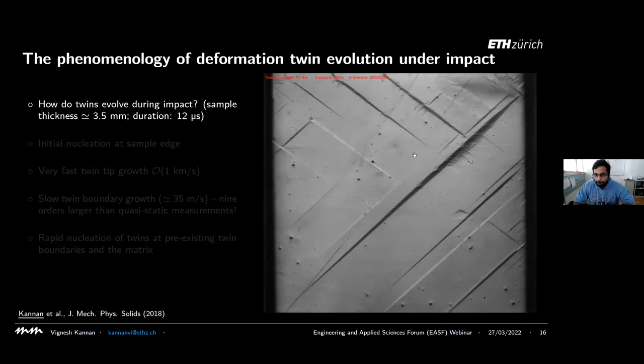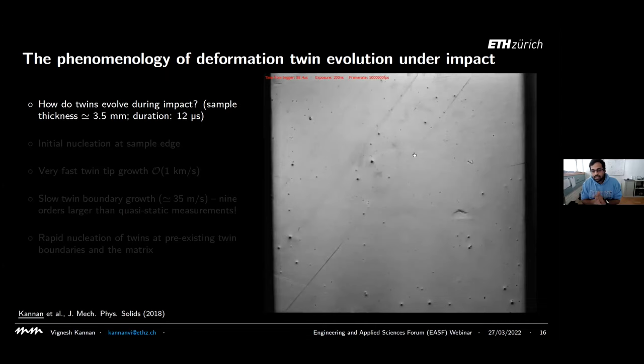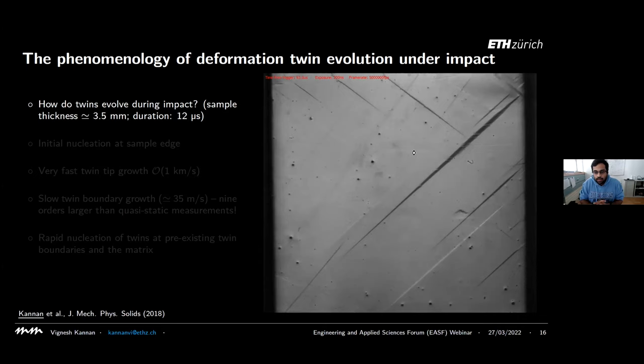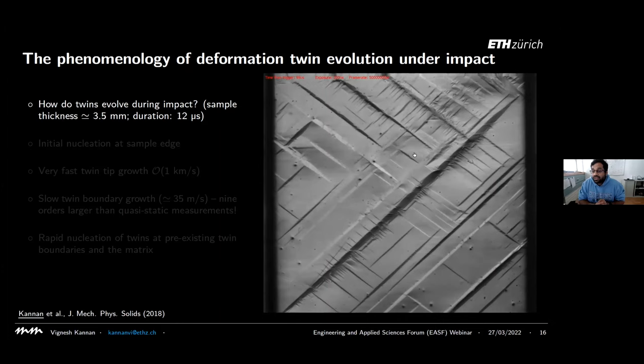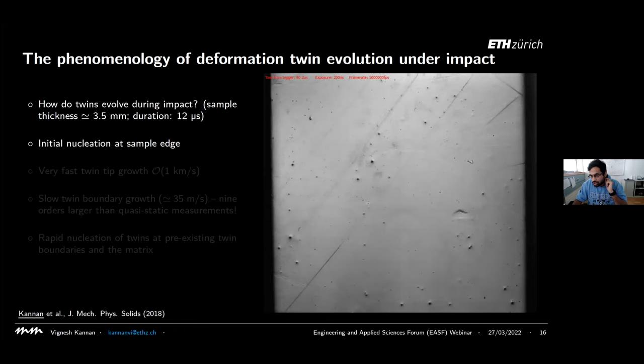Great. So I hope you've taken some time to look at the data. And as you can see, there's a lot going on. I'm going to try to break this down into specific aspects that we noticed that were very interesting to us. The first thing you'd notice is that there is initial nucleation at the sample edge. And this is simply because you have a finite sample.